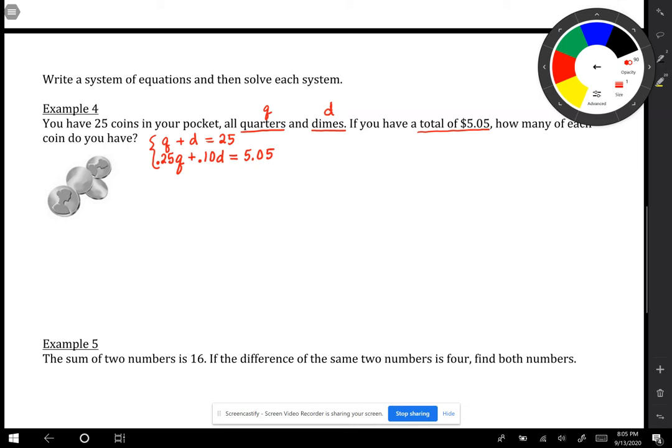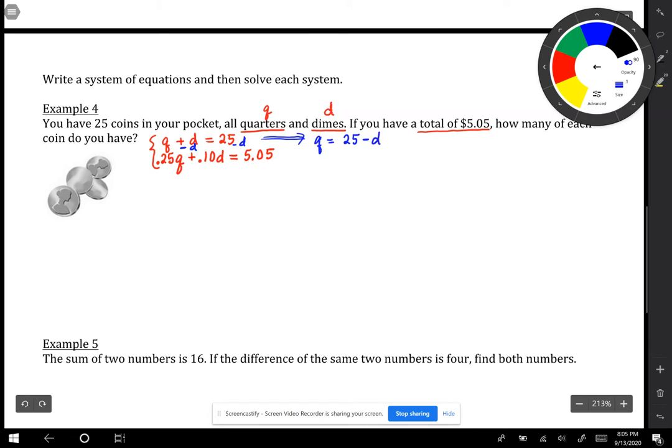Now, you can use whatever method you want. You can use substitution, you can use elimination. For this one, I would use substitution because there's a 1 in front of the Q and a 1 in front of the D. So you get to just pick which one you want. So I'm going to solve for Q. So I'm going to subtract D on both sides. So here I have Q equals 25 minus D.